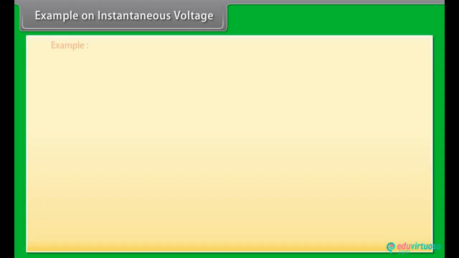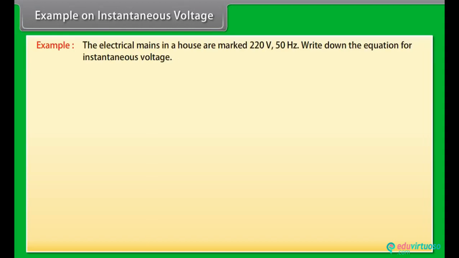Let's take an example on instantaneous voltage. The electrical mains in a house are marked 220 volt, 50 Hz. Write down the equation for instantaneous voltage. Let's see the solution. Given values are EV is equal to 220 volt. Nu is equal to 50 Hz.